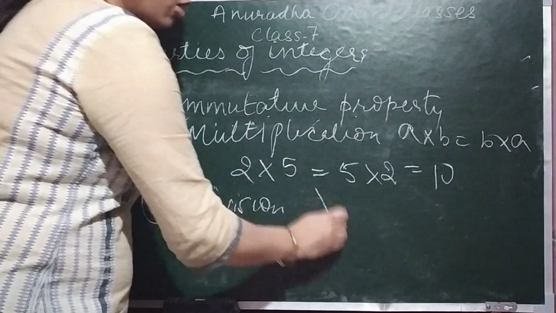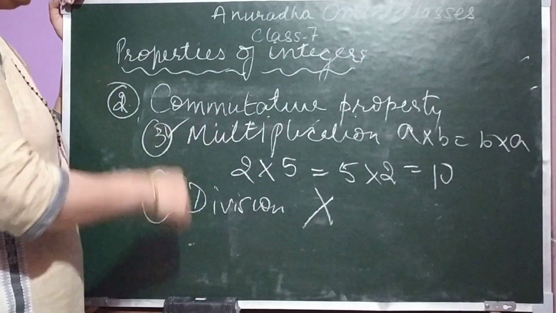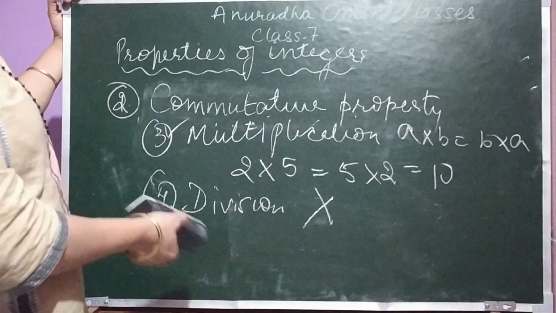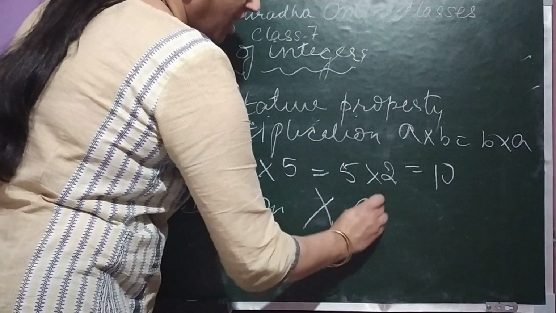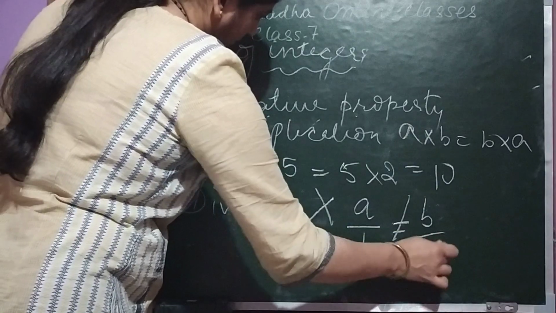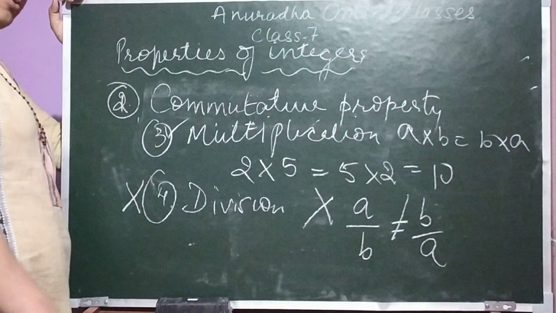Division is not applicable, as in the earlier case of closure property, which we have also seen. Here also, if you want to check it once, a divided by b is not equal to b divided by a. It is not commutative.